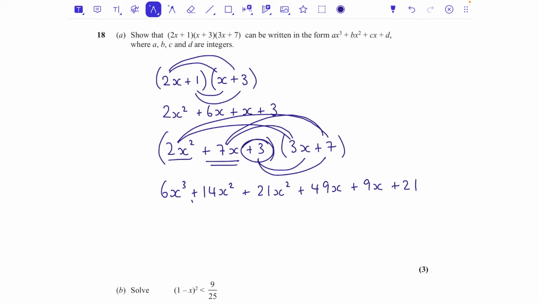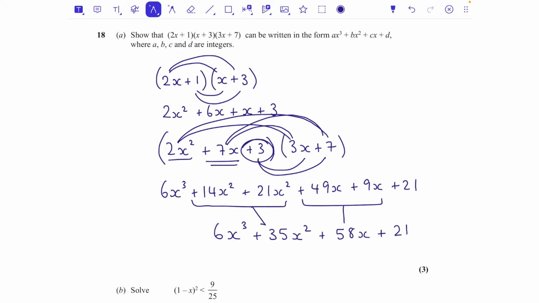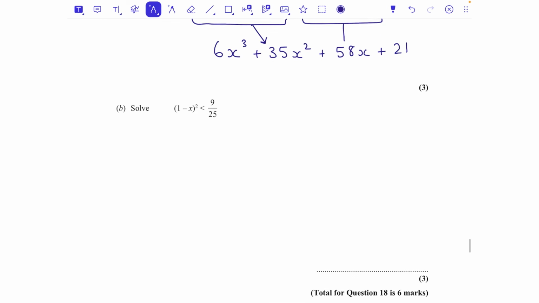So altogether now I can collect my like terms, and my final answer would be 6x cubed, add 35x squared, add 58x, add 21. So I've just collected those like terms there and collected those like terms there. And that's my final answer, expanding 3 brackets. Quite a nice topic. It does come up quite a lot, so make sure you're happy with that.